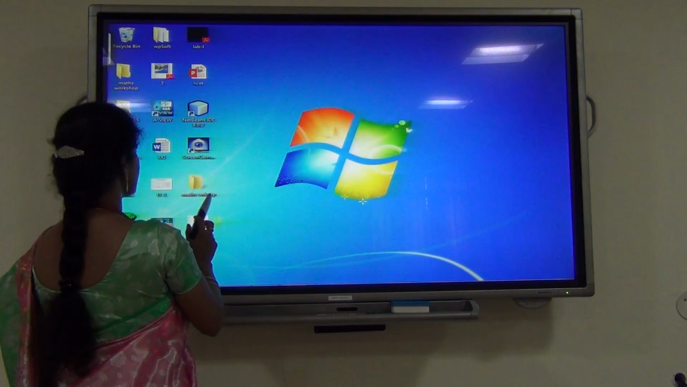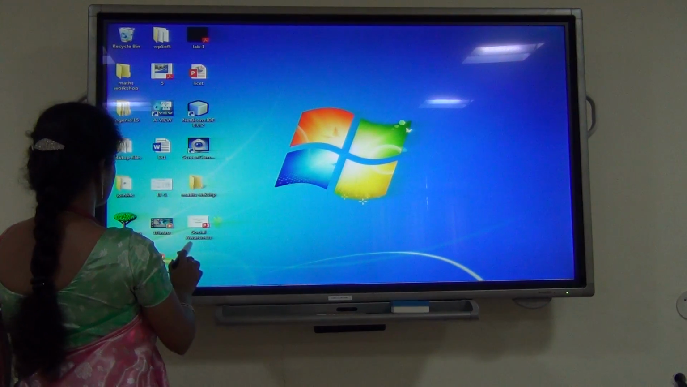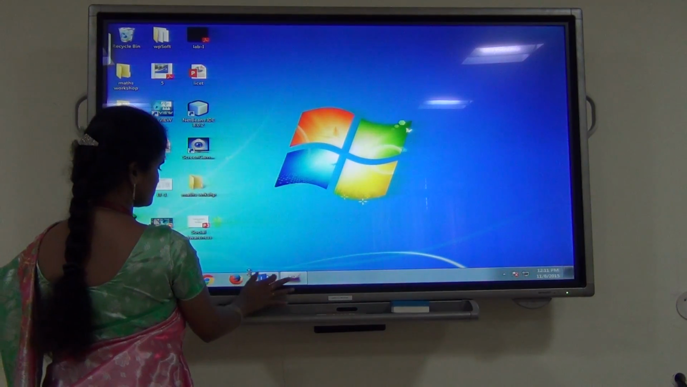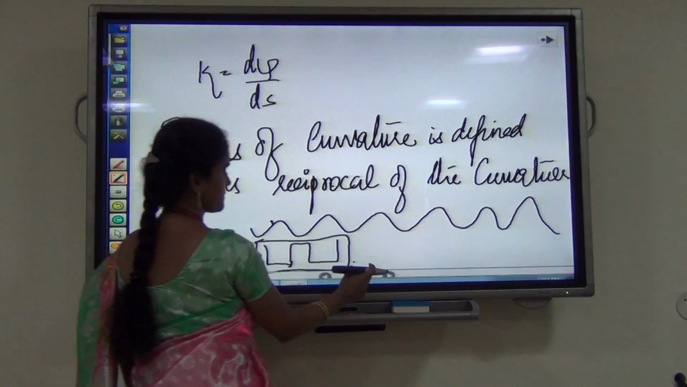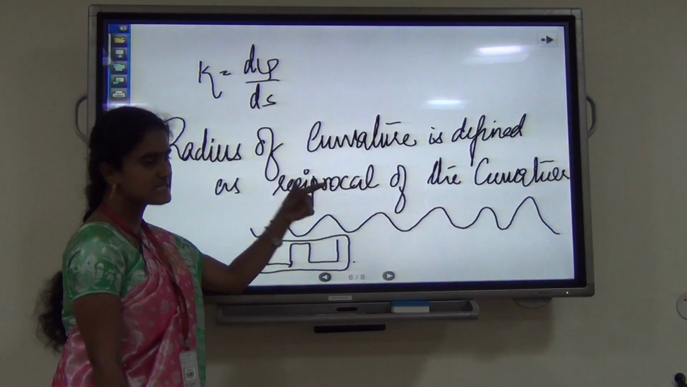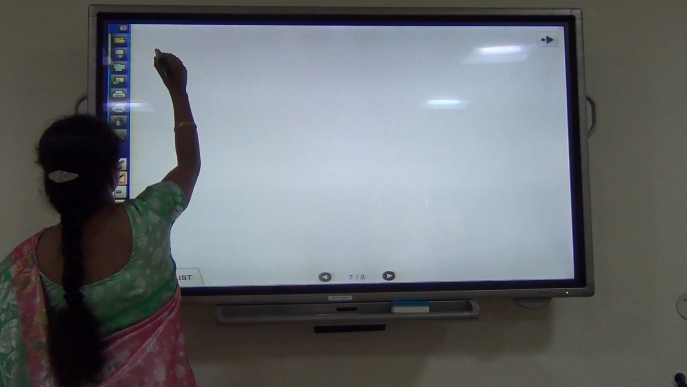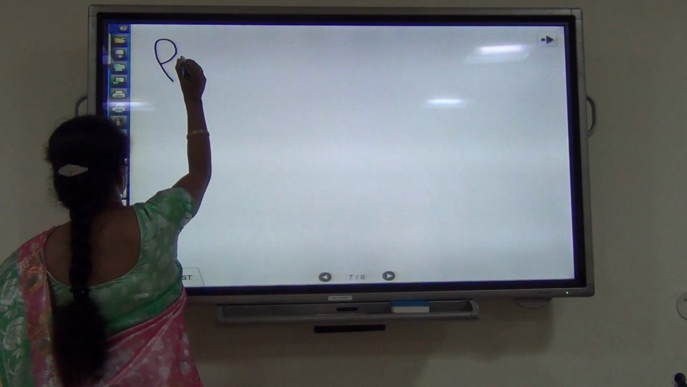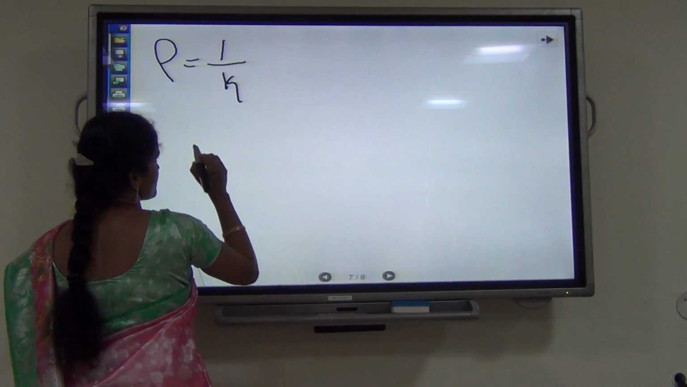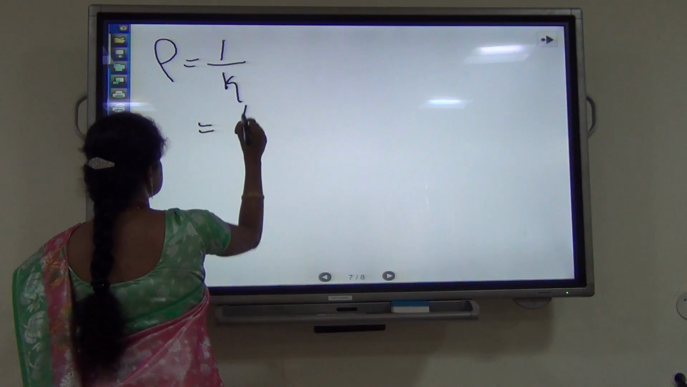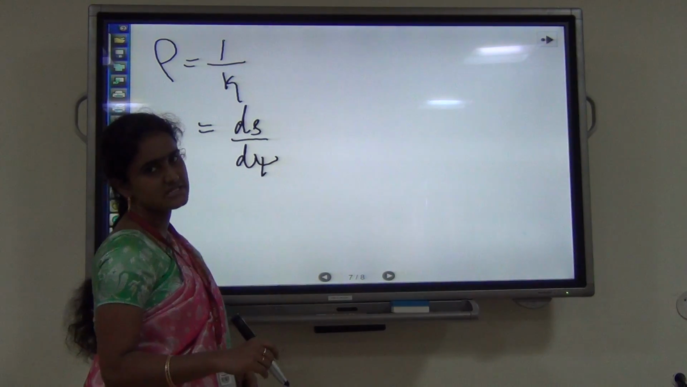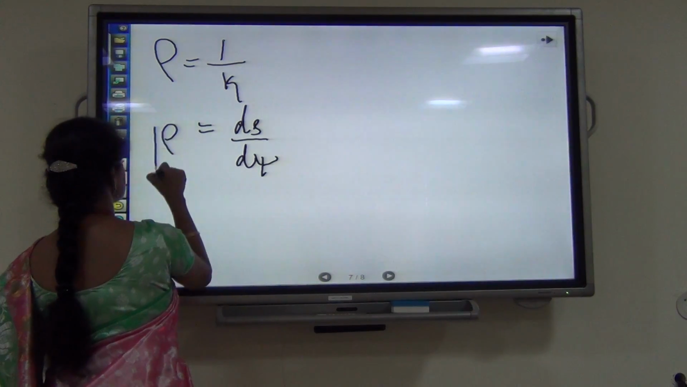Okay. The radius of curvature form, as we define what is a radius of curvature. Radius of curvature is a reciprocal of curvature. The radius of curvature notation is rho, and as we say it is reciprocal, it is 1 by kappa. 1 by kappa is nothing but ds by d psi. This is what the rho is.